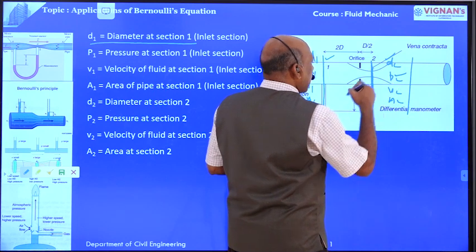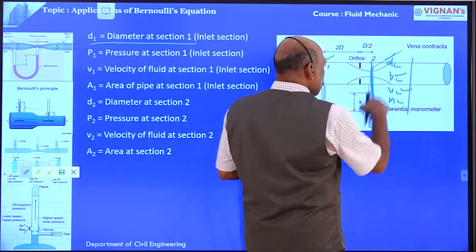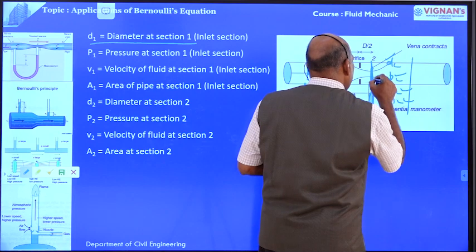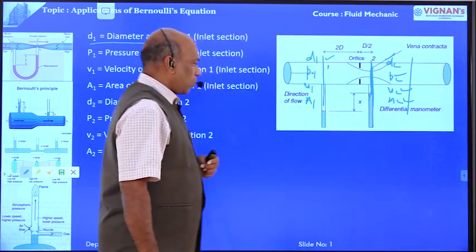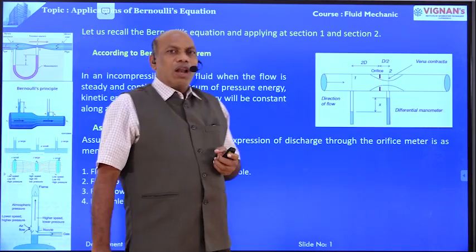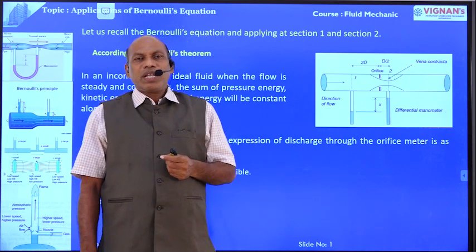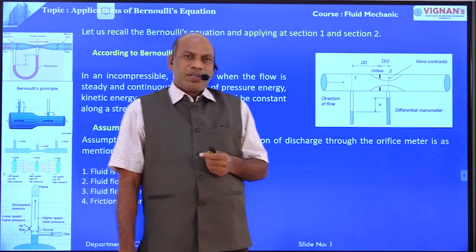P2 is the pressure intensity at section 2, V2 is the velocity of flow at section 2, and A2 is the cross-sectional area at section 2. Now, once again recall what is the Bernoulli's equation and what is the continuity equation.